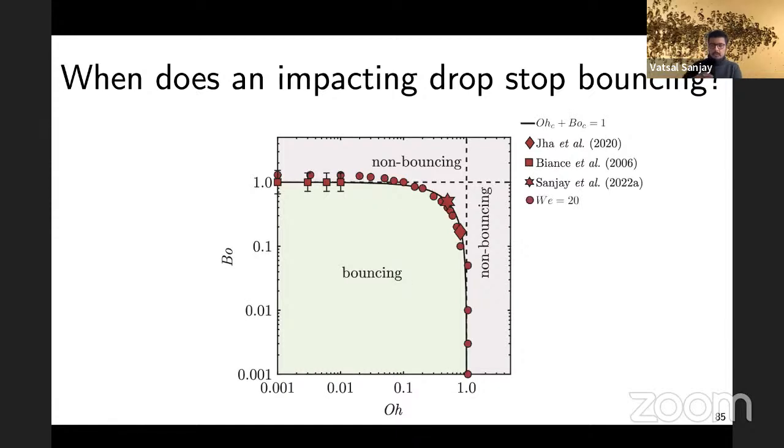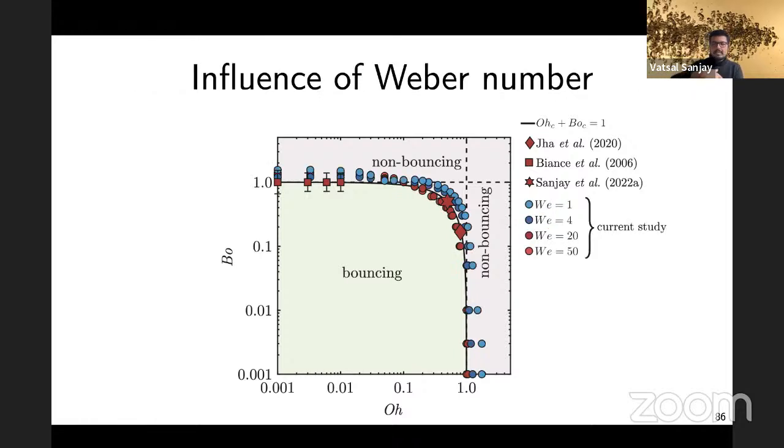And hence what we did was we ran several simulations. So for example, we ran this set of simulations for Weber number of 20, and we found this bouncing to non-bouncing transition given by these circles over here. And then we also changed this Weber number all the way from 1 to 50, and we saw this transition which happens at pretty much the same, very close to this line essentially.